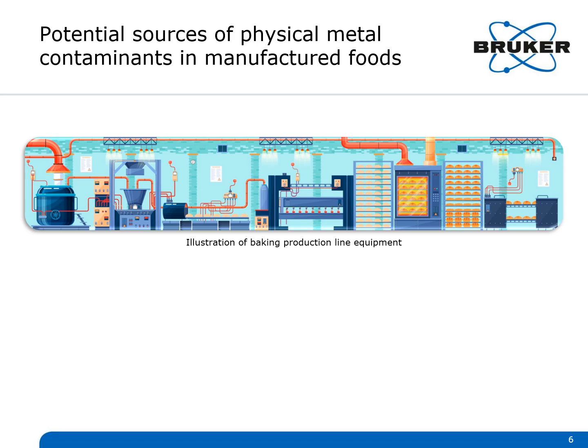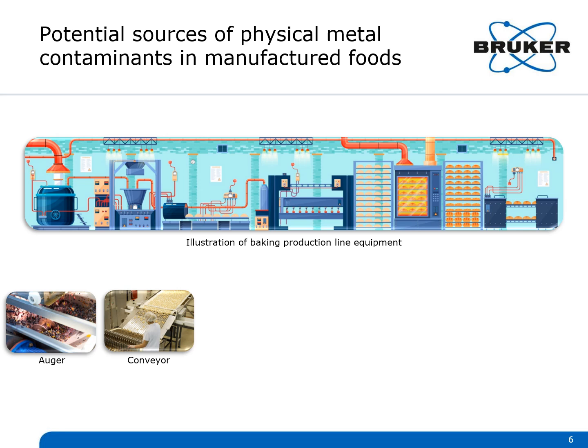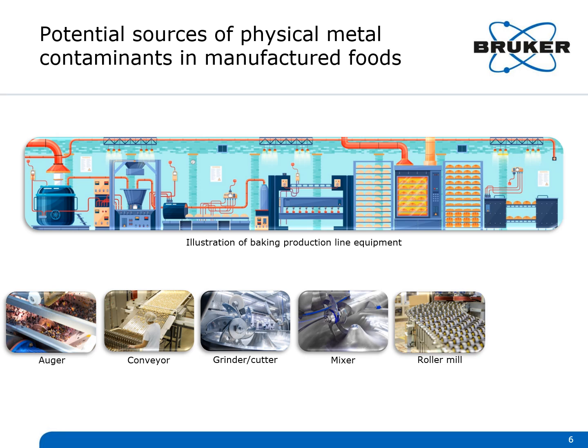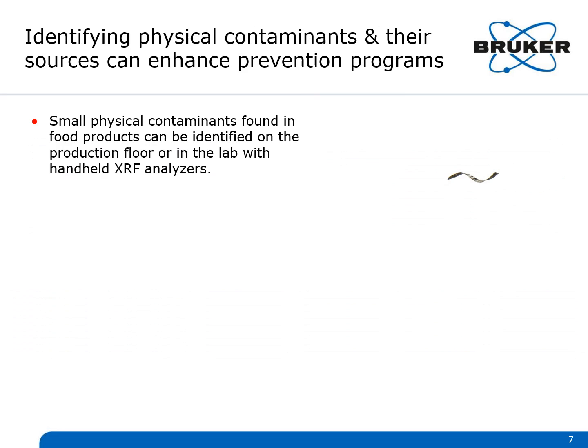Most of the equipment is constantly moving and frequently exposed to high temperatures, humidity, vibration, and the powders, solids, or liquids from the various stages of the food in production. Typical contaminant sources can include augers, conveyors, grinders or cutters, mixers, roller mills, and sorters or packagers. Identifying the source of a contaminant can really enhance your prevention program.